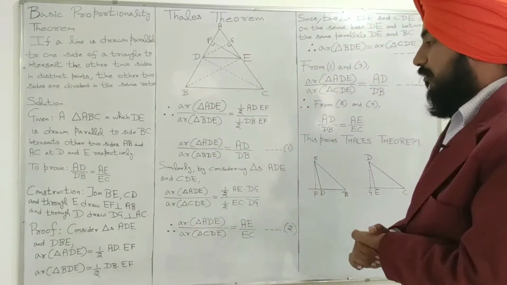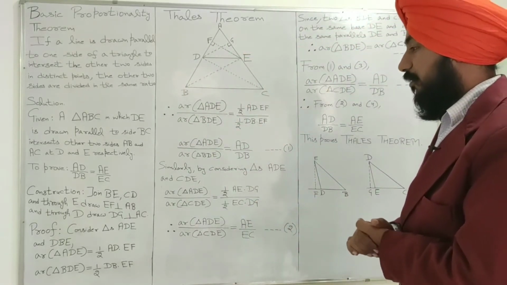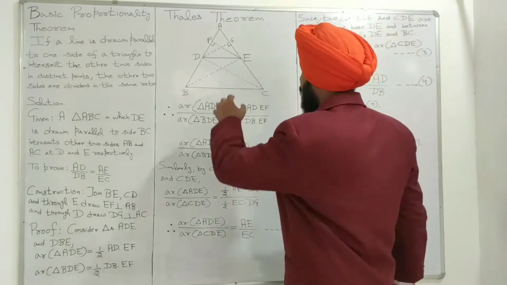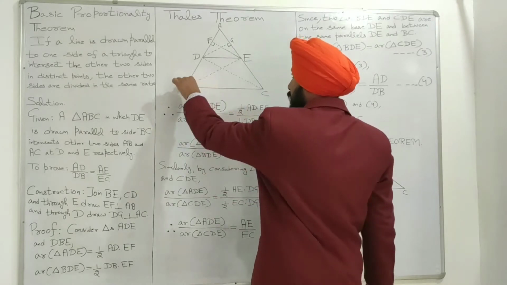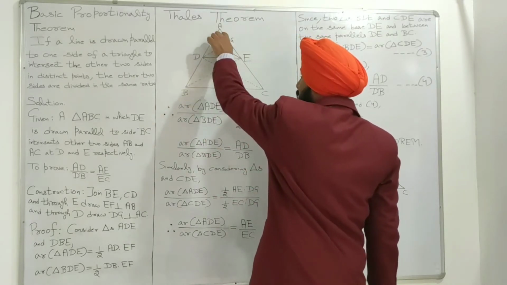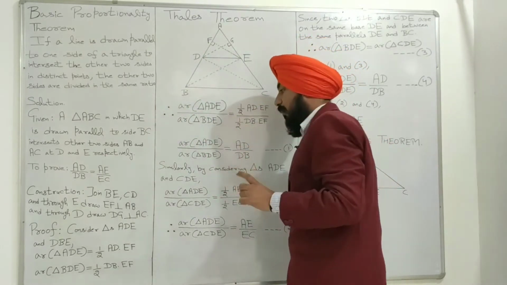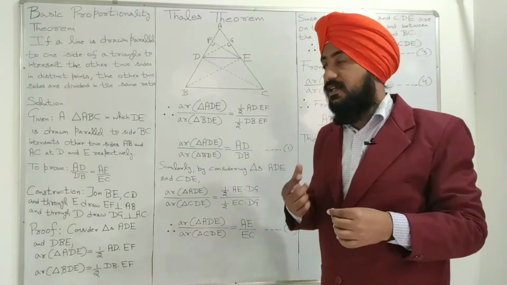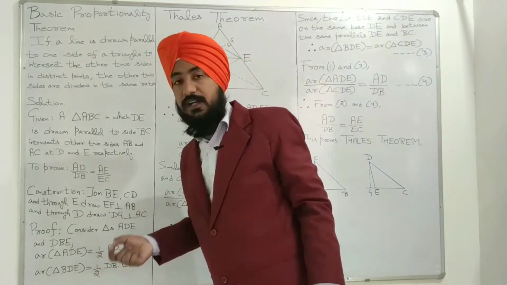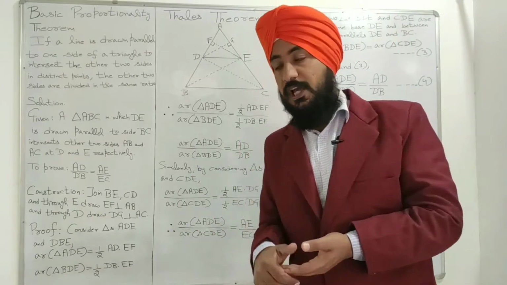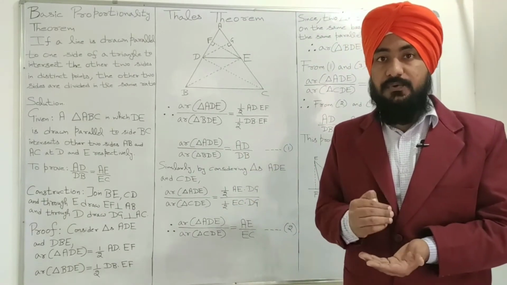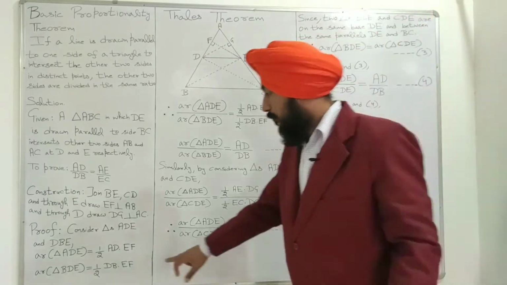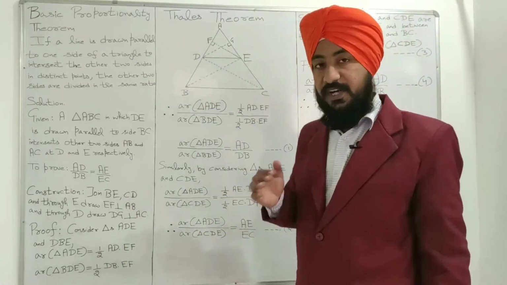So proof: consider triangles ADE and DBE. This is the triangle ADE, and the second triangle is DBE. First take this triangle ADE, and I am going to calculate the area of this triangle ADE. For calculating the area of any triangle, we use the formula 1/2 into base into height.